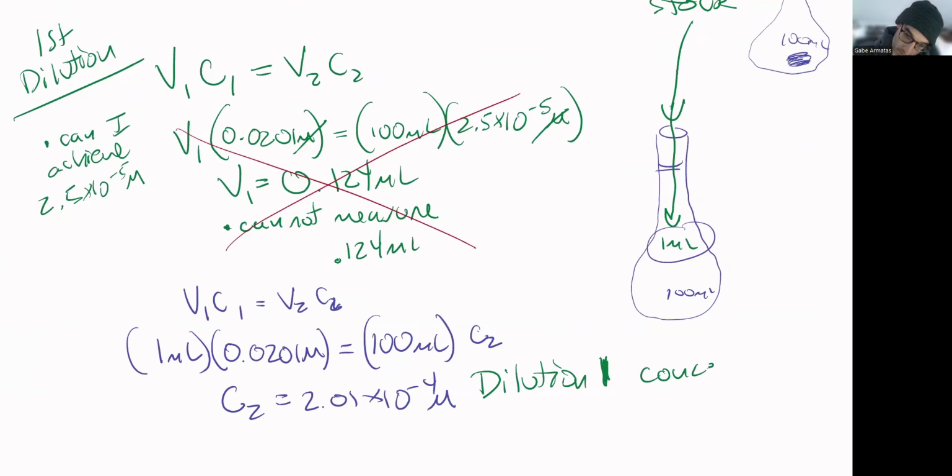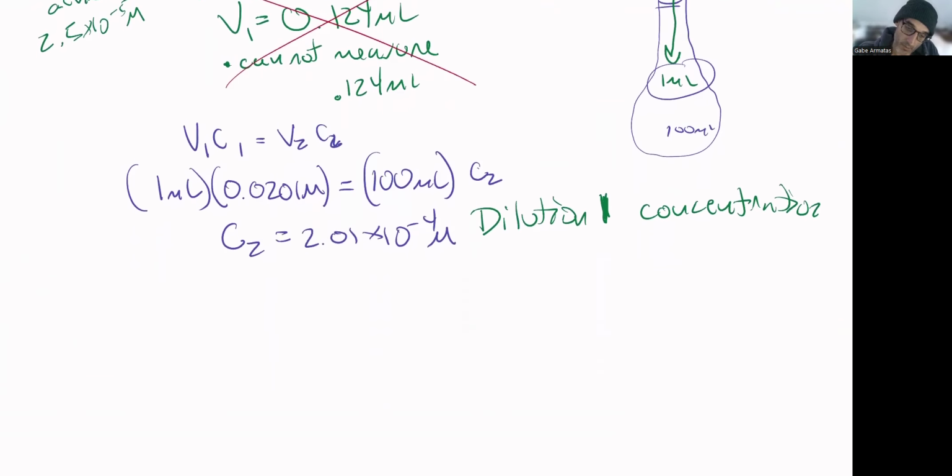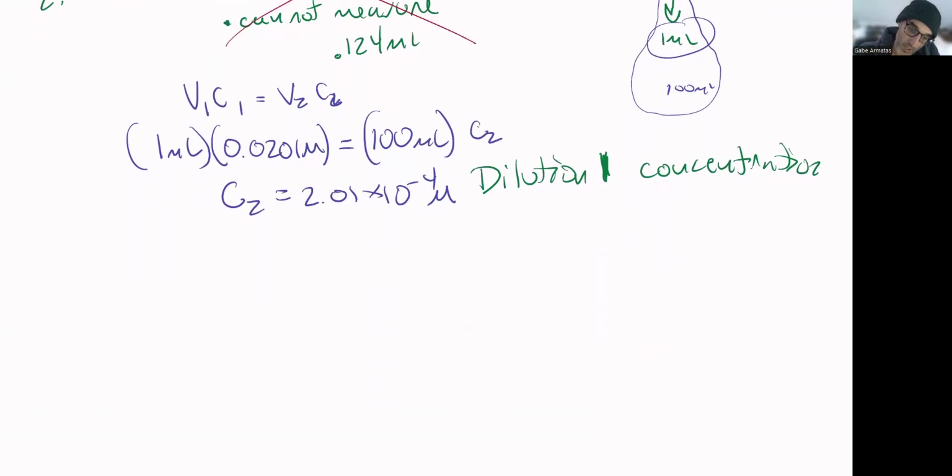concentration. And we did that by moving 1 mil of the stock into a vessel, filling it up, mixing it. There we go. So now, with that new solution, we are going to create another one. We are going to do a second dilution. We are absolutely going to be able to make it for this next step.